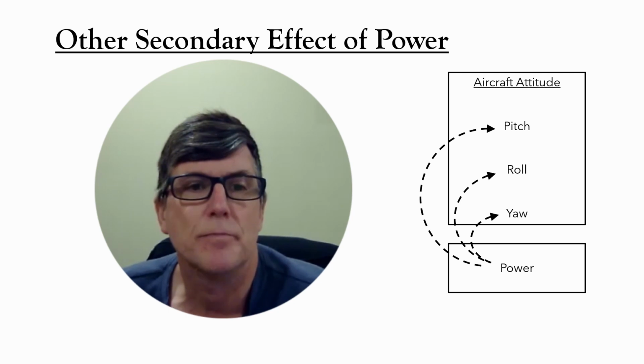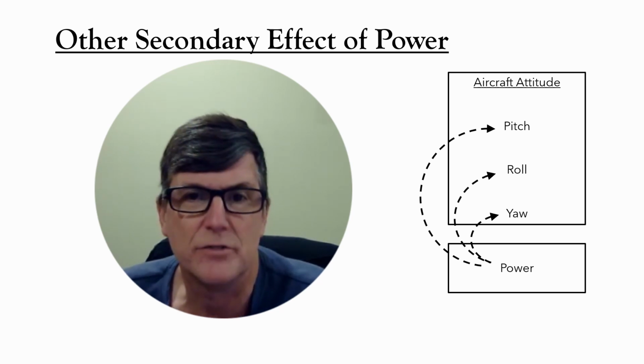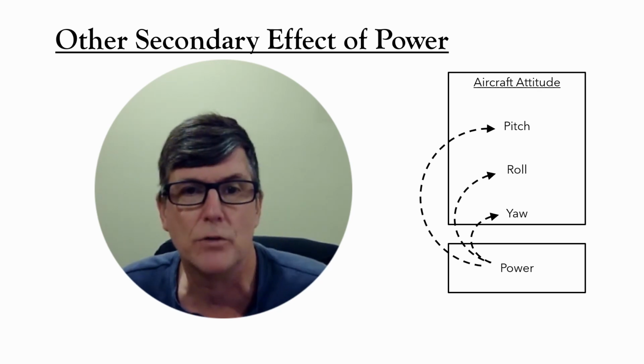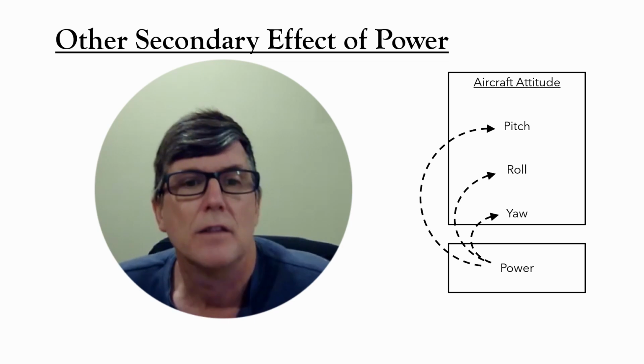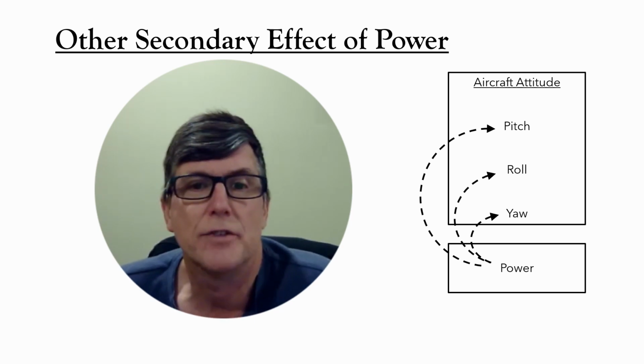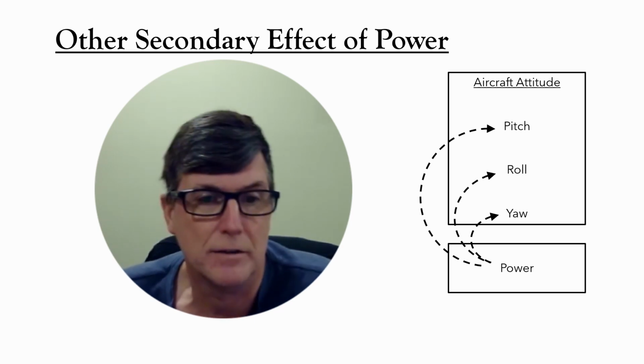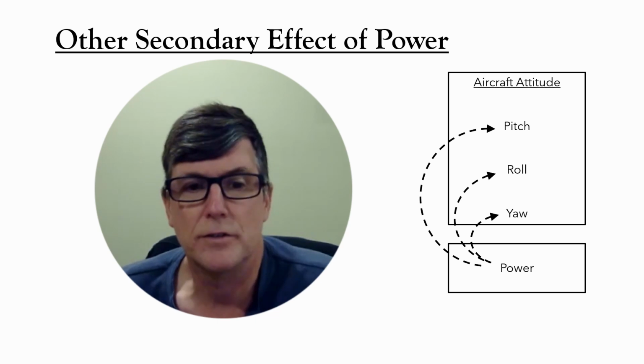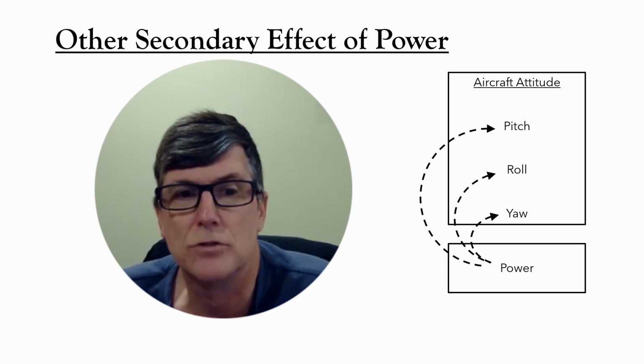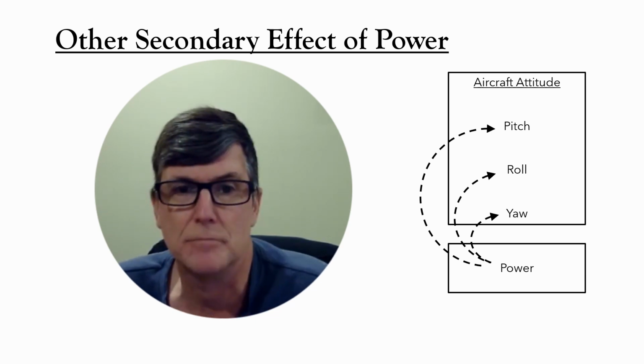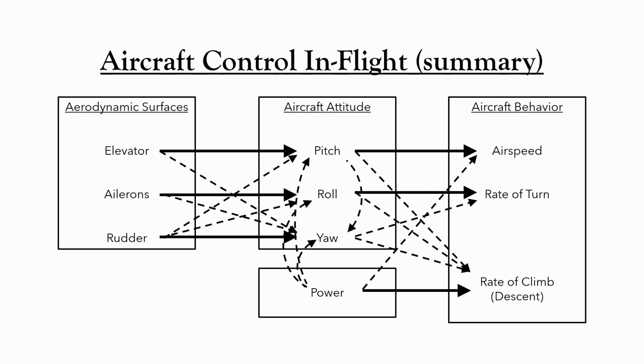And finally, in some airplanes, such as a seaplane where the engine's mounted above the wing, the thrust line is offset a long ways from the center of gravity. In that case, there's an effect on the pitch attitude whenever you change the power setting. This diagram puts together the material from the previous discussion. As you can see, controlling an airplane is a lot more complicated than just three-dimensional driving.